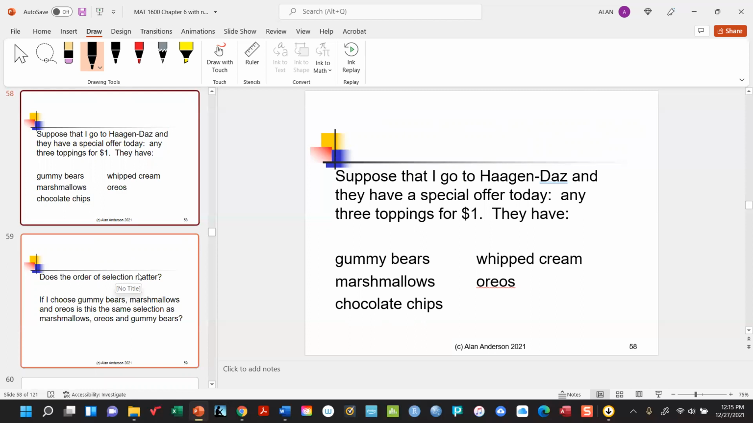Now, by the way, we're assuming that you do not double up. You don't pick three gummy bears, for example. You're picking one each of five. And of course, since they're all going to be dumped on the top anyway, the order in which you select them doesn't make any difference. So the question is, how many different choices do I really have? And also note here that because the order of selection is irrelevant, each one of these is a combination.